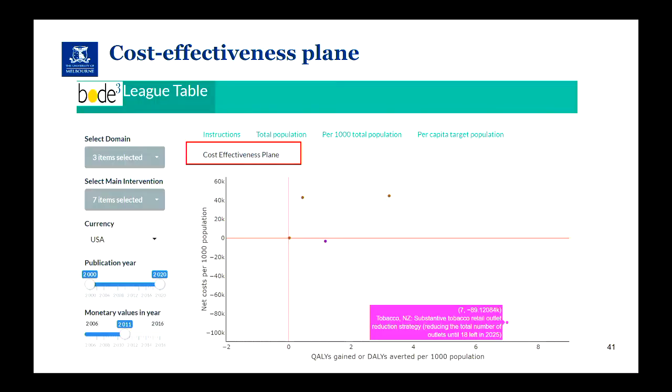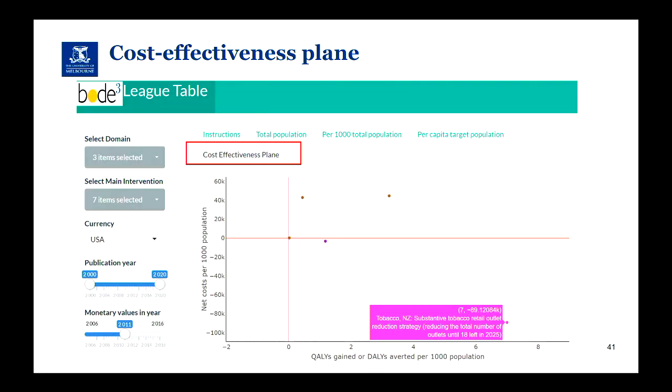We use these things called cost effectiveness planes. How many people have used a cost effectiveness plane before? Okay, very briefly, because you're statisticians and you're smart, it works like this. On the x-axis is the health gain in QALYs. On the y-axis is the cost. And we plot all these interventions.